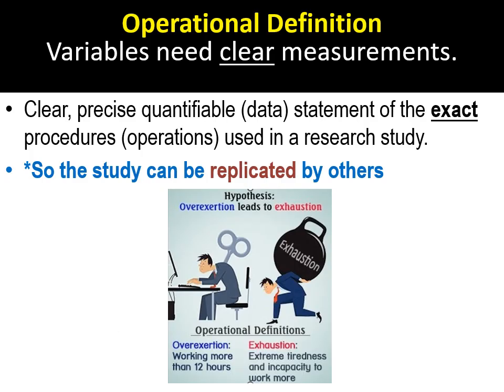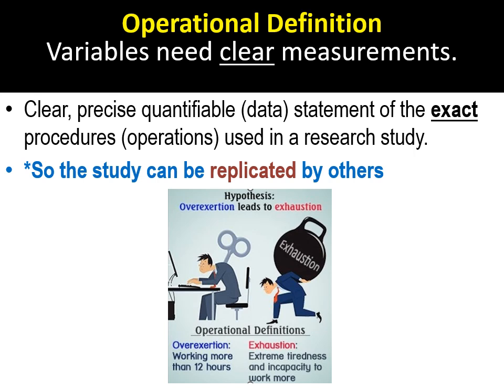The operational definition is very important. Our variables need to have clear measurements, like "more caffeine helps me remember stuff" is not very clear. So it is clear, it is precise, it is quantifiable, which means it is data. It is a number, it is a percentage, it is a statement of the exact procedures of operation. So I could hand it to any other researcher in the world and they should be able to follow my clear, precise, quantifiable operating procedures, and they should be able to get similar results. So we want an operational definition that is clear so the study can be replicated by others.